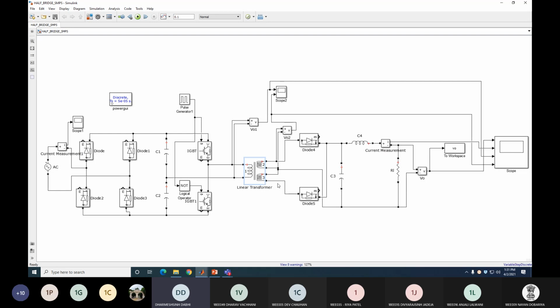Then the output of each secondary is connected to diode 4 and diode 5. So when IGBT 1 is on, this diode will come into forward bias. When IGBT 2 is in the on condition, diode 5 is in forward bias. In both cases, it gives a positive voltage at the output.